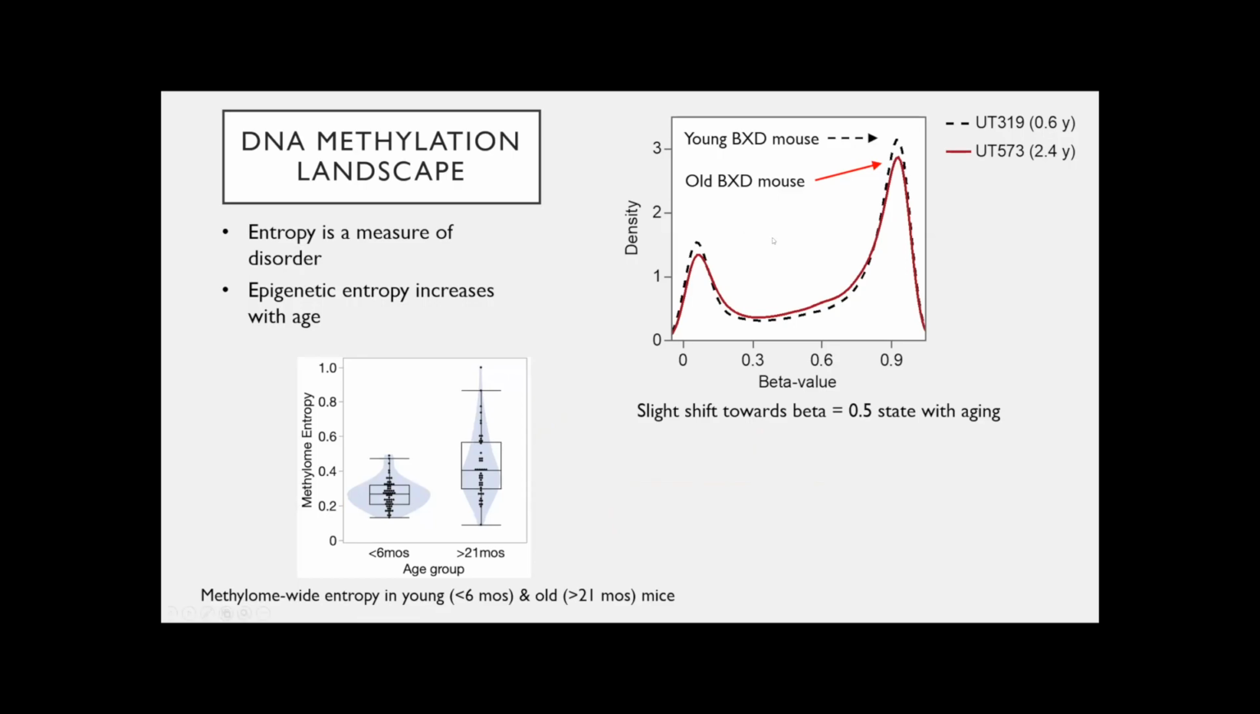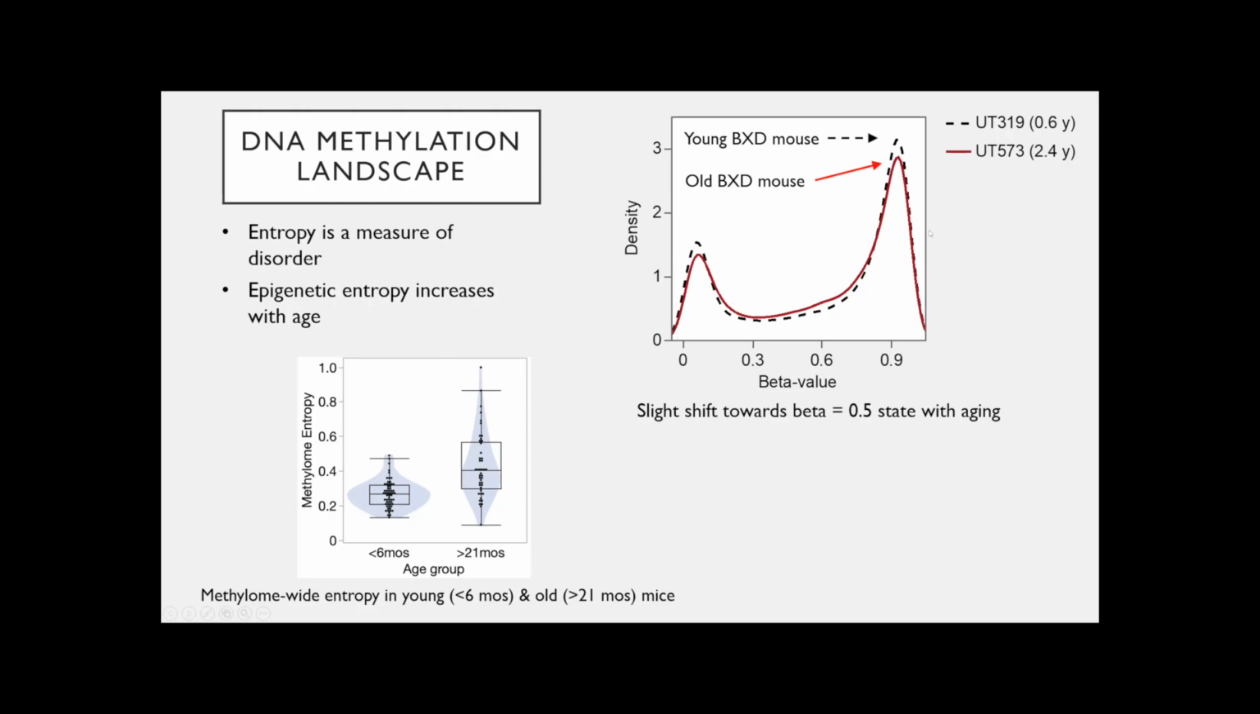Now, this is the same plot, but I'm just showing that for two mice. It's a BXD animal. One is old, over 2 years old, and the other one is young, about 6 months old. And you can see that this is very subtle, but you can see this shift in the landscape. So in the old mouse, the red plot here, the hypo and hypermethylated peaks have kind of eroded with time, sort of a landscape erosion. And there's a slight shift towards a more random state.